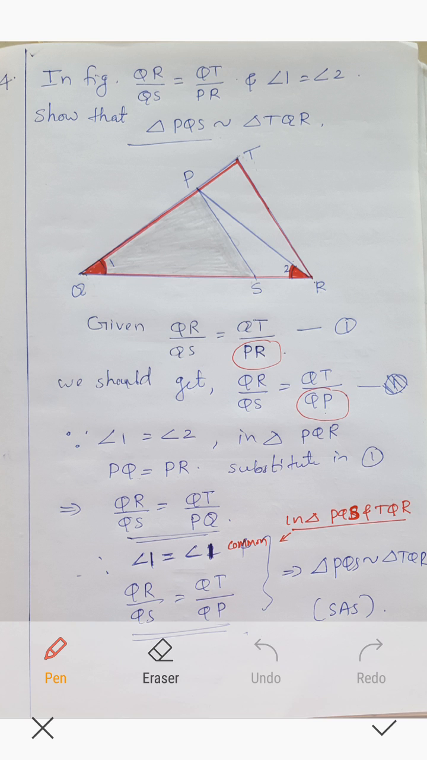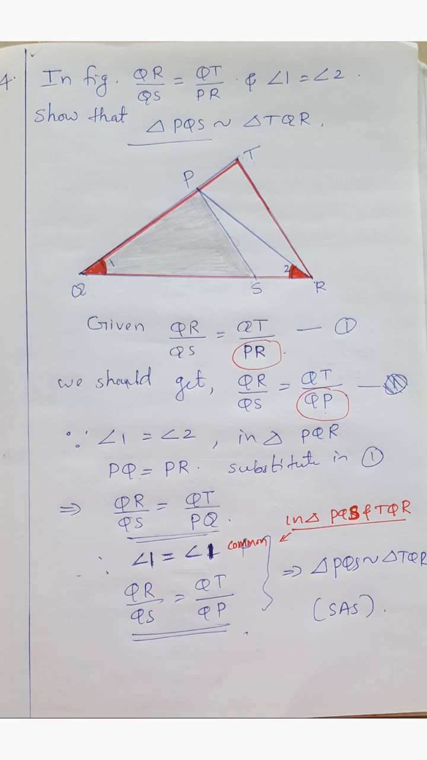Next, if you want to prove these two triangles are similar, since we got one angle equal in both the triangles, if we are able to prove the sides including those angles are proportional, we can prove the triangles are similar by SAS similarity. Anyway, we got one angle to be equal. Now, what are we given here? QR by QS. This QR means full length, by QS, the side of the small triangle.